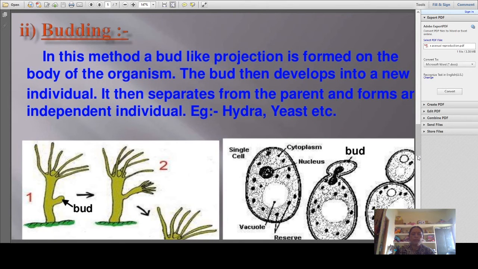Next one is budding. In this method a bud-like projection, a bud is an outgrowth, is formed on the body of the organism. The bud then develops into a new individual. It then separates from the parent and forms an independent individual. This is the case in hydra and yeast. You can see the picture of the hydra and yeast, and you have to draw it in your copy also.